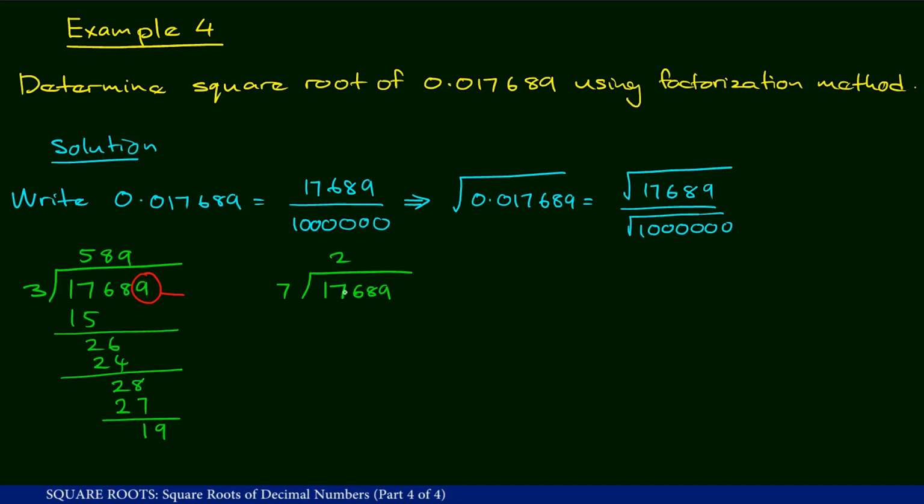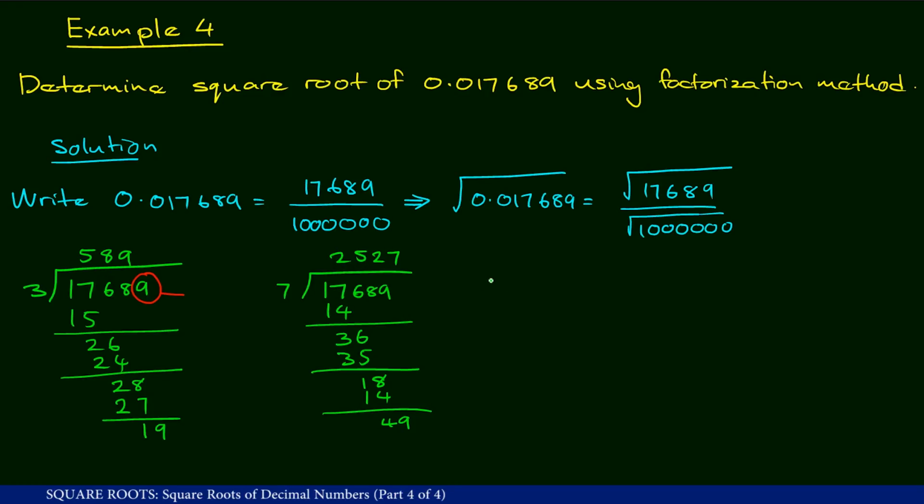So this is 2. That will give you 14. The remainder is 3, so now 36. 7 times 5 is 35. So that's 35, remainder 1. You bring down 8. 7 times 2 is 14, remainder 4, and 49. 49 is 7 times 7. So this is the result of 17,689 divided by 7.